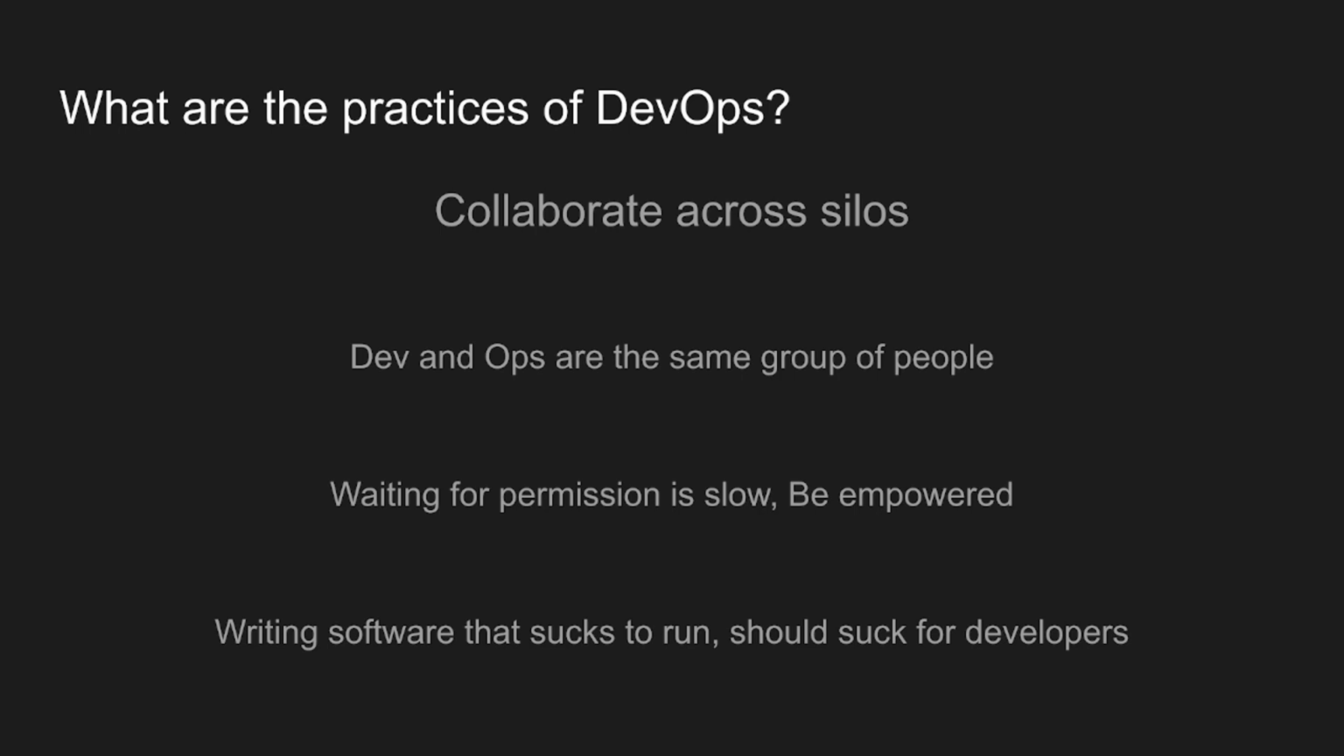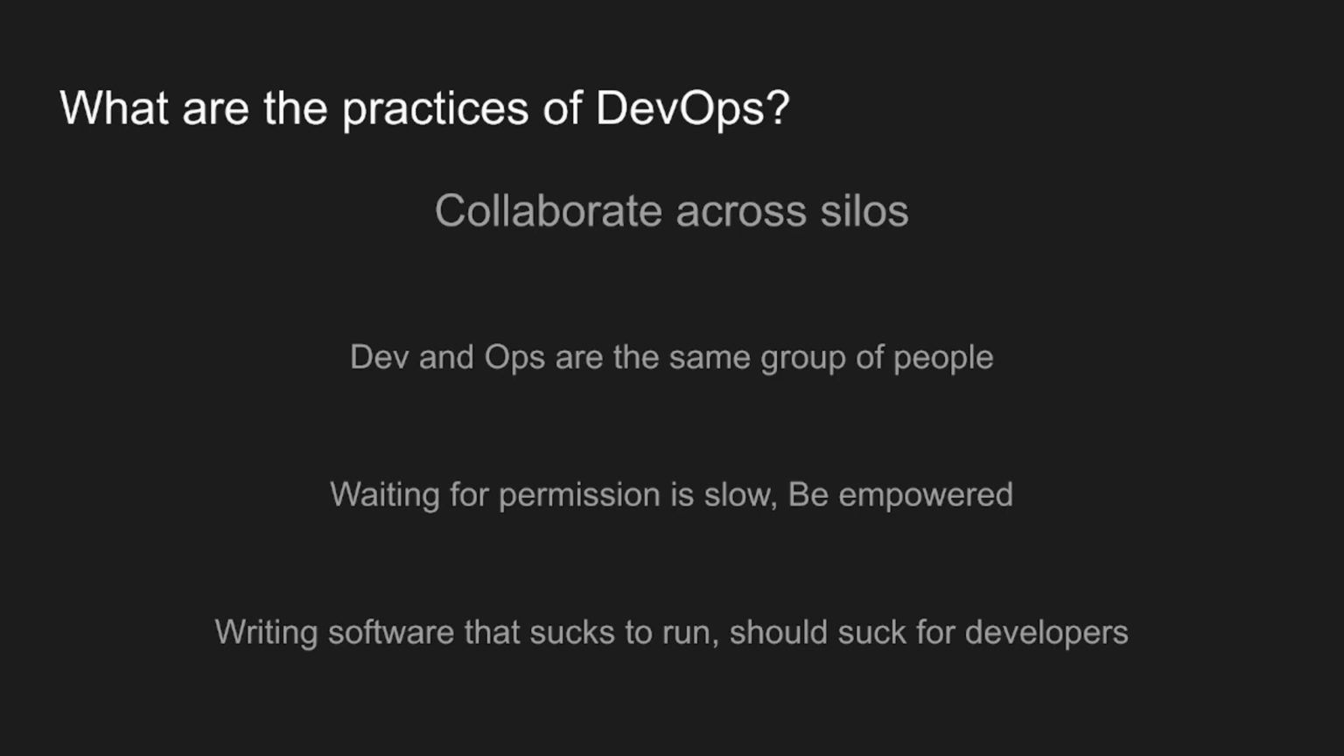I also want to call out in terms of collaboration that this kind of goes both ways as well. Software that sucks to run, it should make things suck for the people writing that software. And this is also something that historically was not always true. A lot of developers would write software that sucked, and then they would hand it off to a team that then became responsible for running it. And there was a lot of resentment that could grow there, and those developers never got the feedback that they needed to write better software.